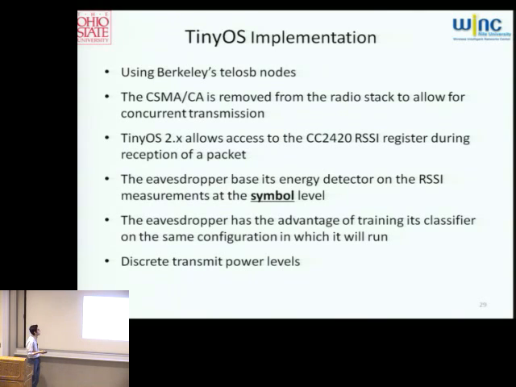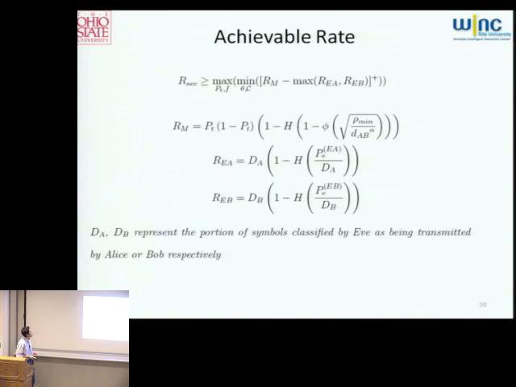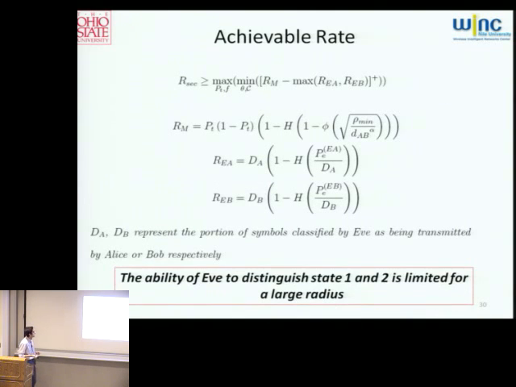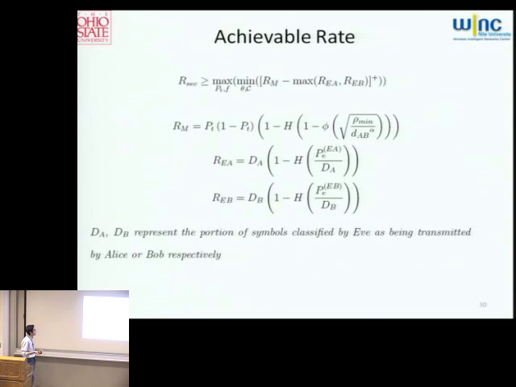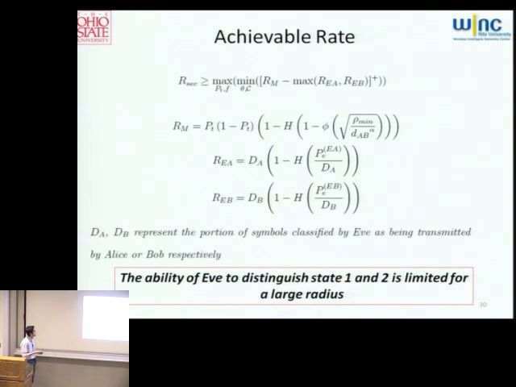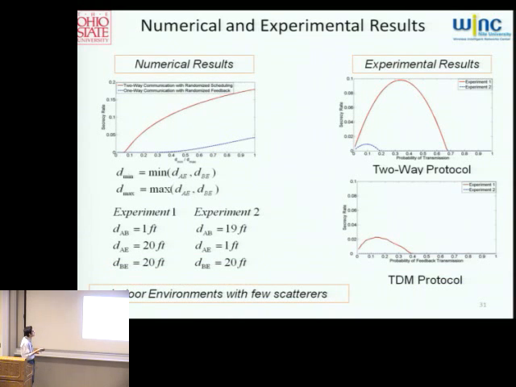For example, to apply the randomized scheduling idea, we have to remove the CSMA CA protocol from the radio stack of both transmitters. Because of the BPSK assumption, we now have a binary symmetric channel, which is evident from the rates. We can go to the numerical and experimental results.